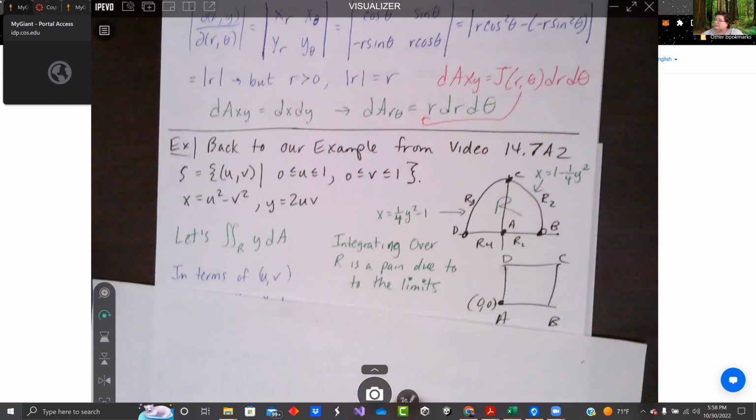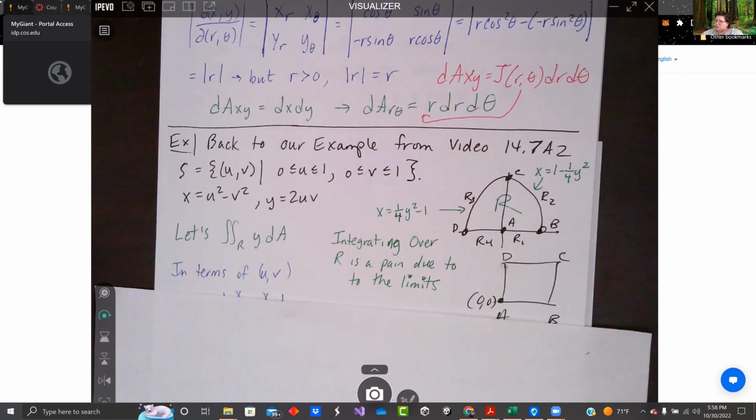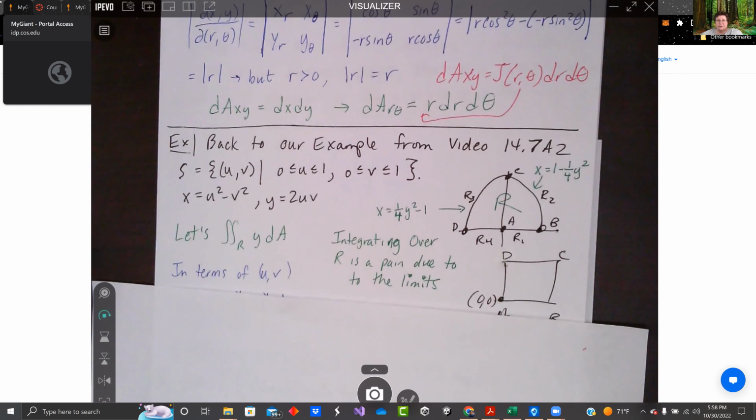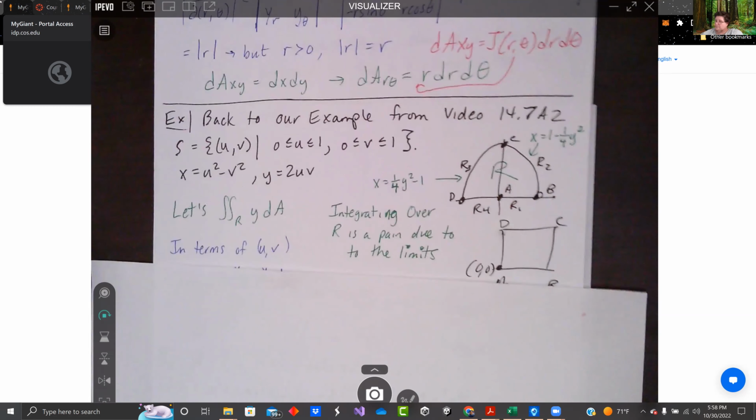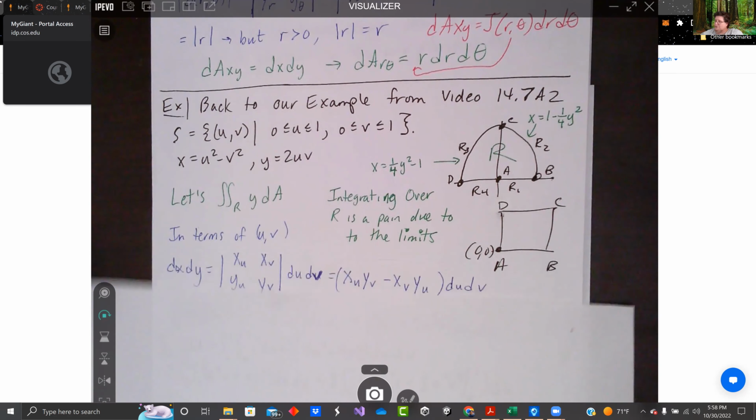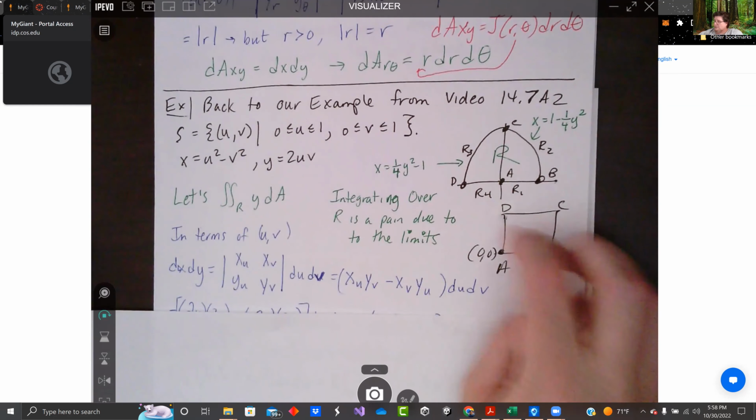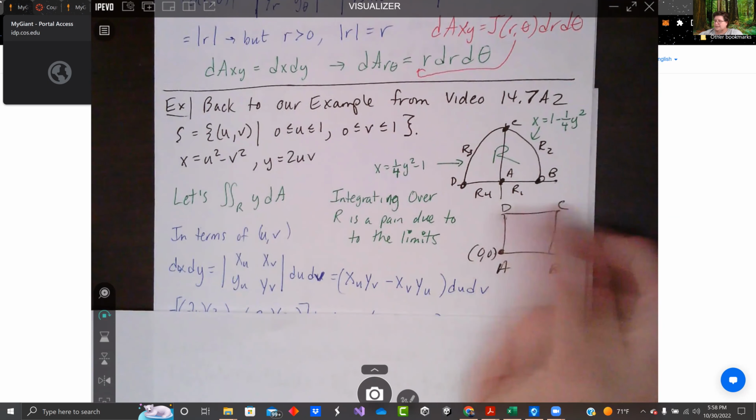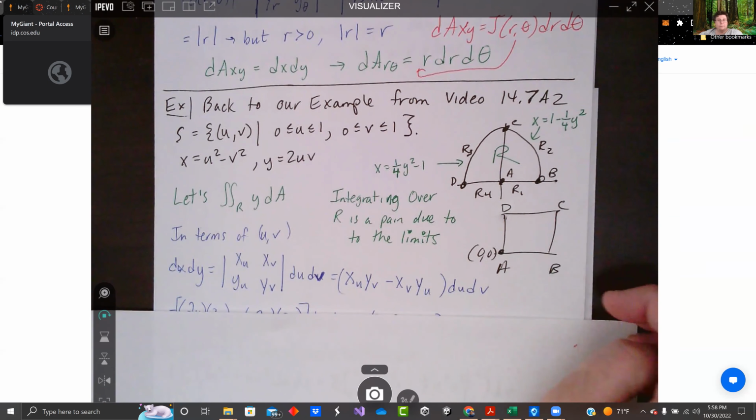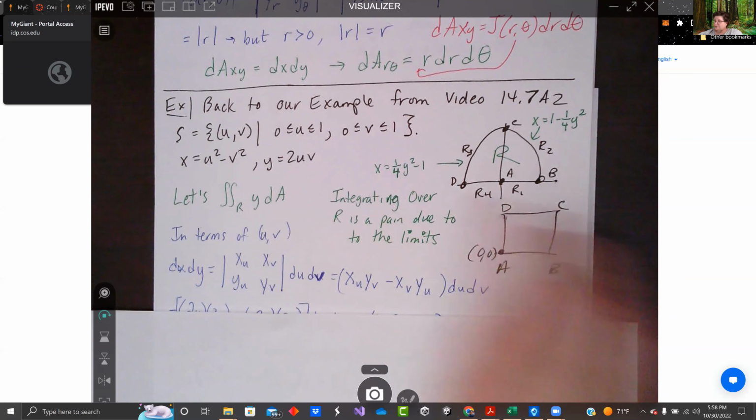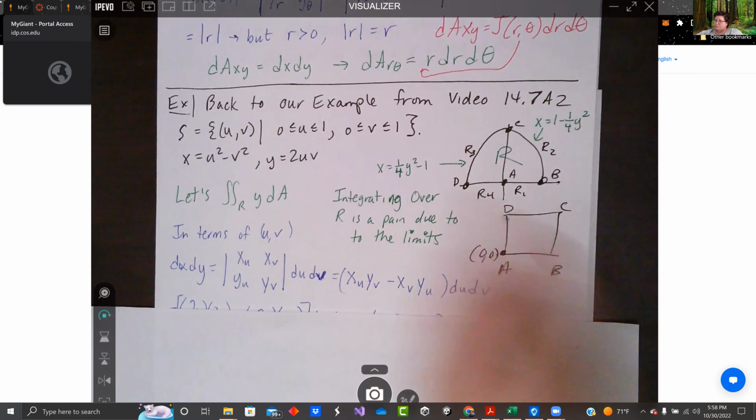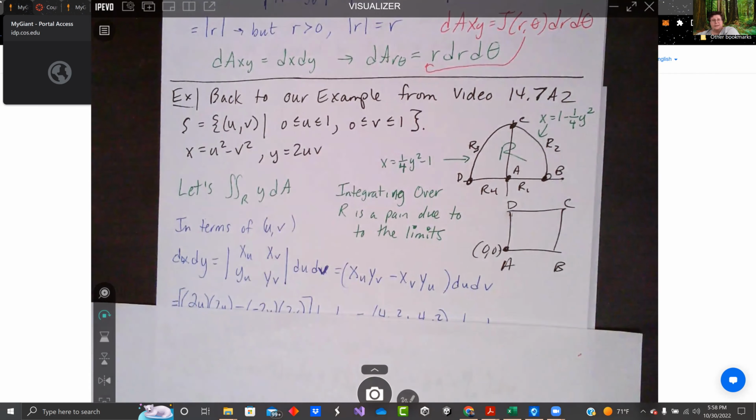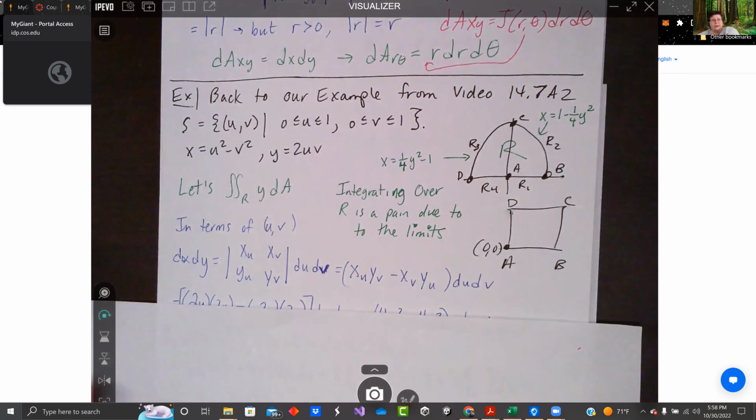If I could make it easier. It's not too bad. Let's integrate with respect to y, and we're going to switch over to uv rather than just doing it as is. So when we switch over to uv, we are in a rectangle from 0 to 1 on both dimensions. That was our uv, and that was our mapping: x equals u squared minus v squared, y equals 2uv.